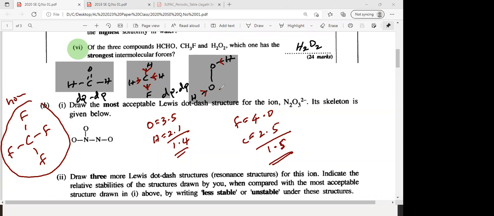What is the shape around oxygen here? Angular. In H2O2, hydrogen peroxide, what is the shape around oxygen? Angular. It's like the water molecule, angular around oxygen. And this one is tetrahedral. This is formaldehyde, trigonal planar, that is sp2 hybridization. This is sp3 and that is sp3. This one is sp3, this will be sp3 oxygen and this will be sp2. Okay.